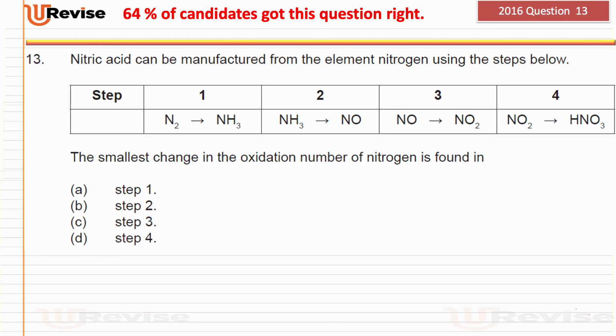Let's take a look at question 13 from the 2016 exam. It reads, nitric acid can be manufactured from the element nitrogen using the steps below. So we've got step 1, 2, 3, 4. The question reads, the smallest change in the oxidation number of nitrogen is found in, so you're required to say whether it's step 1, 2, 3, 4, which has got a smallest change in oxidation number.